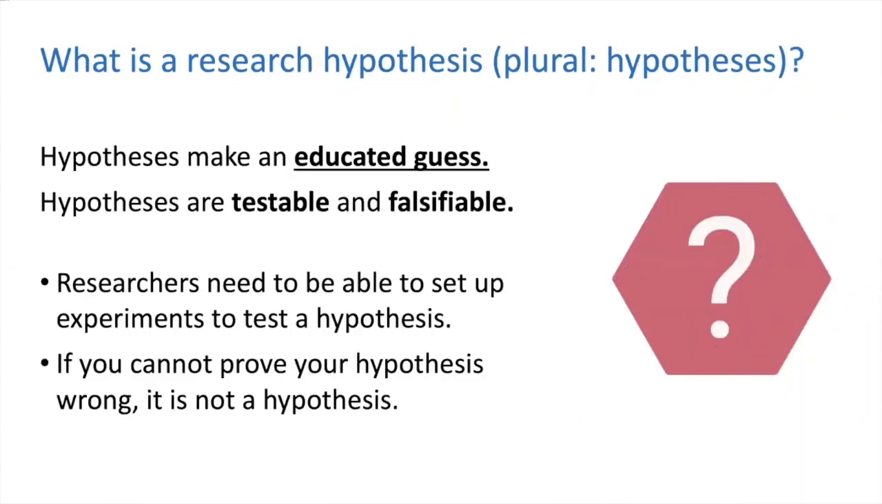So, what is a research hypothesis, or plural, hypotheses? Hypotheses make an educated guess. Hypotheses are testable and falsifiable. Researchers need to be able to set up experiments to test a hypothesis. If you cannot prove your hypothesis wrong, it is not a hypothesis. For instance, if you hypothesize that unicorns fly higher and faster than bald eagles, this is not a great hypothesis because you can't get unicorns to test your experiment.